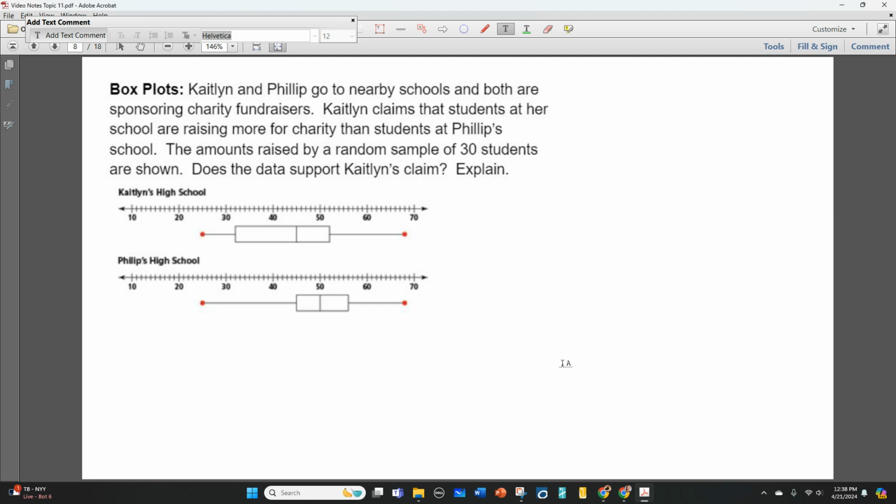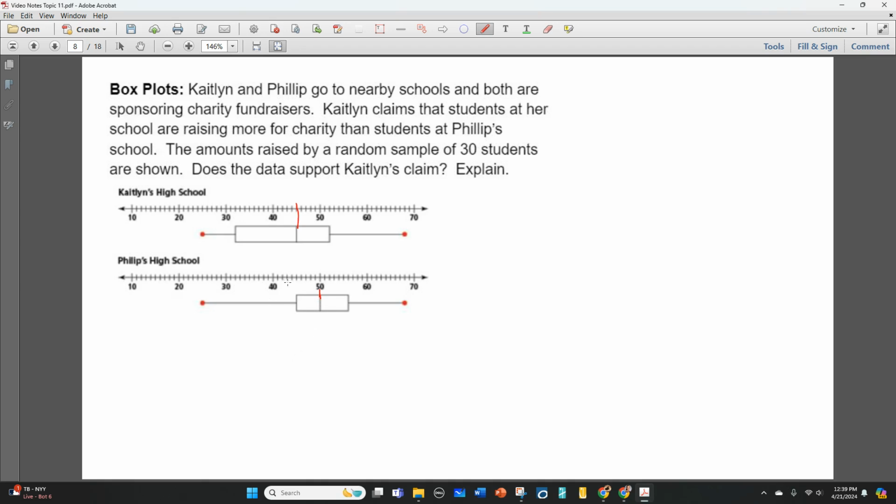All right, so they're talking about charity fundraisers here, and Caitlin says that her school, Caitlin's the top box plot, did a better job of raising money than Philip's school did. So does the data support Caitlin? Well, let's see, the median for Caitlin was right here. So the median was somewhere around, I don't know, 45 maybe, whereas the median for Philip was at 50.